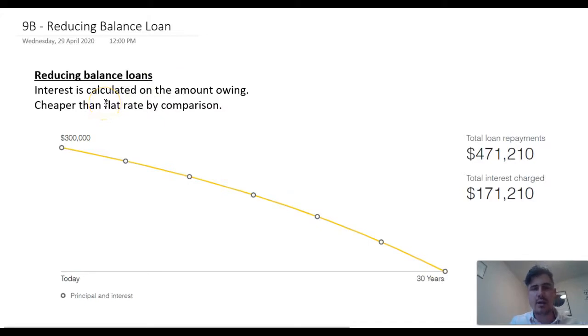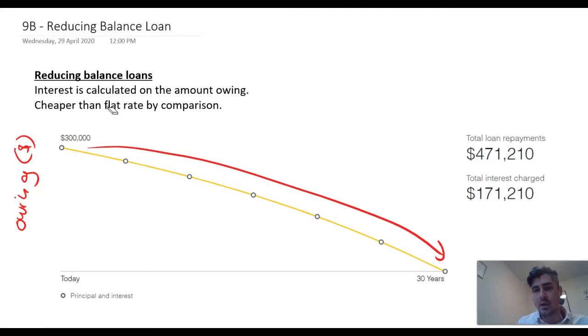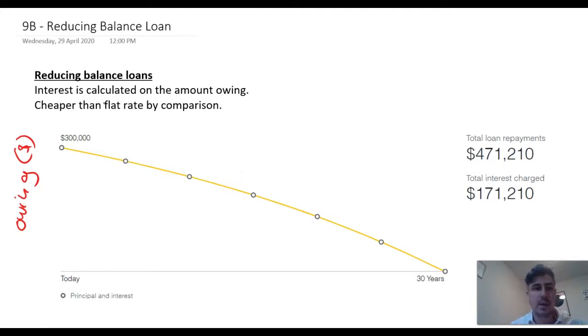So a flat rate loan would be something like if you bought a car on finance. They tend to bill you the interest based on the original price of the car, no matter what stage in the loan you're at. Whereas with a reducing balance loan, every single time you make a payment, you reduce the amount owing, and therefore the interest that they calculate every time will become less and less. So as a curve of the amount owing, you can see that it goes down and down in a curve shape, because towards the end of the loan, the amount owing is less, and so the interest is less.